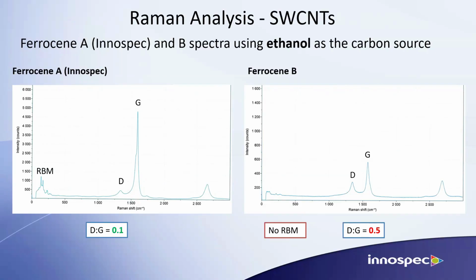When ethanol was used as the carbon source, ferrocene A successfully grew single-walled carbon nanotubes, and this can be seen in the Raman spectra, where a radial breathing mode signal is present, and you have splitting of the G peak and a low D/G ratio of 0.1, all characteristics of single-walled carbon nanotube formation. In contrast, ferrocene B failed to produce any single-walled carbon nanotubes under the same conditions, and so the Raman in this case has no radial breathing mode signal, no G-band splitting, and a higher D/G ratio of 0.5, illustrating that only multi-walled carbon nanotubes were growing under the same reaction conditions.